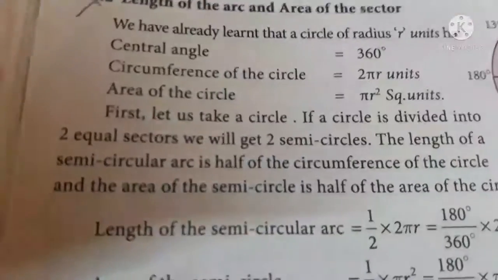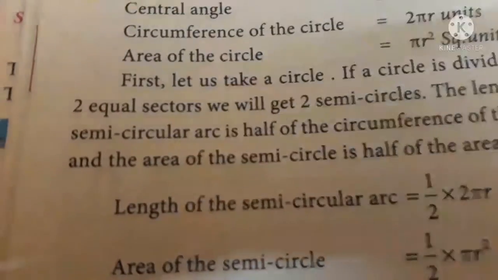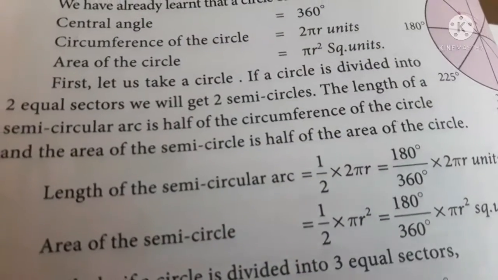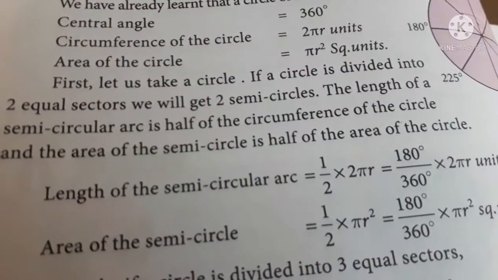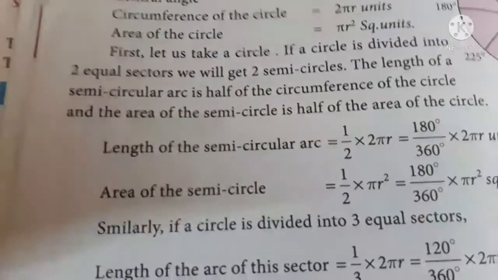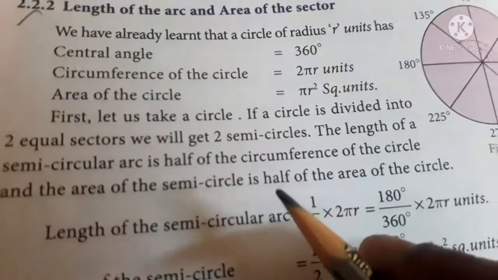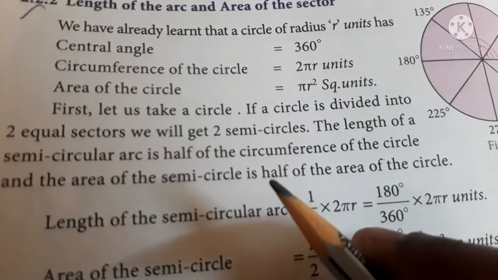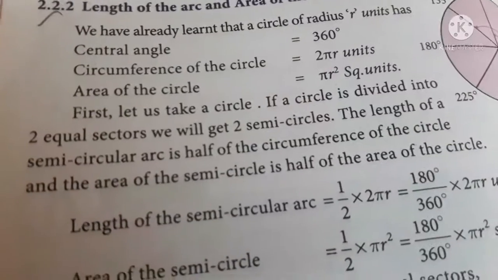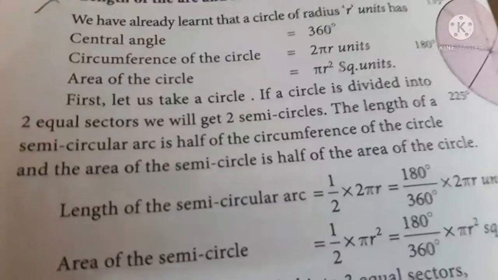Now, length of the arc and area of the sector. So we have talked about sectors and arcs. Now let us see how to calculate the length of the arc, and then the area of the sector. Like that we'll find some information about the sector and arcs with some formulae. So we have already learned that a circle of radius r unit has central angle 360 degree. A semicircle is 180, and a quadrant of a circle is 90. Don't get confused.